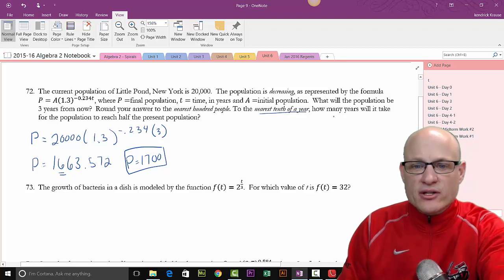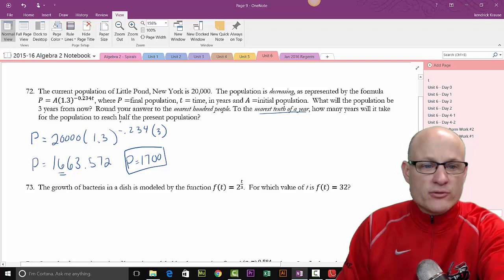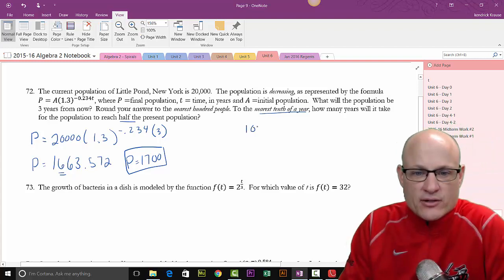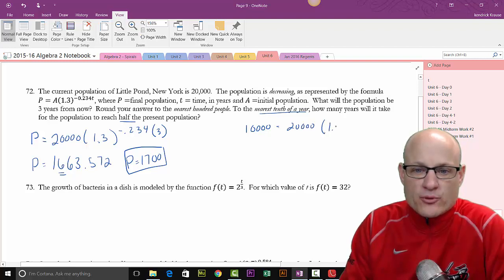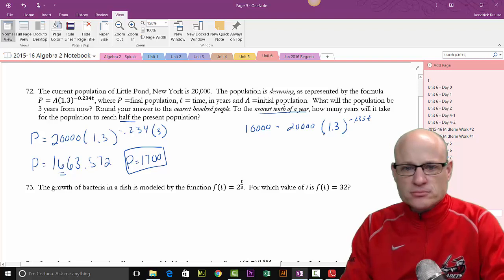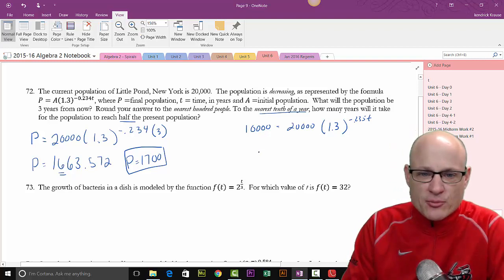Determine, to the nearest tenth of a year, how many years it will take for the population to reduce to half of its present size. So half of its presence would be 10,000. So we want to know when it's going to be at 10,000 people. 1.3 to the negative 0.234 T. So if I divide by 2, I get a half. So 0.5 is equal to 1.3 to the negative 0.234 T.